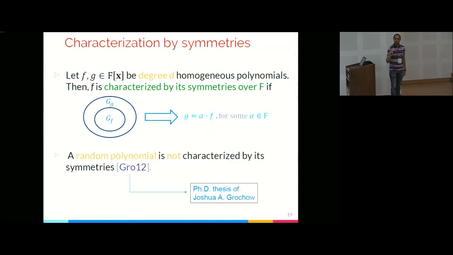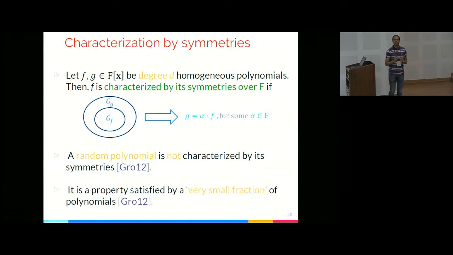It is mentioned in the PhD thesis of Grochow that a random polynomial is not characterized by its symmetries over the field of complex numbers. In particular, he shows that this property, characterization by symmetries, is satisfied by a very small chunk of polynomials in my polynomial ring. Just a remark here: this property bypasses the natural proofs barrier. That's why it becomes interesting to come up with lower bounds centered around this property.